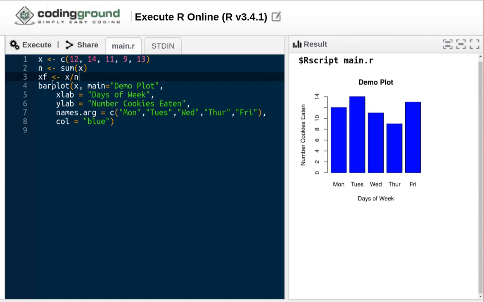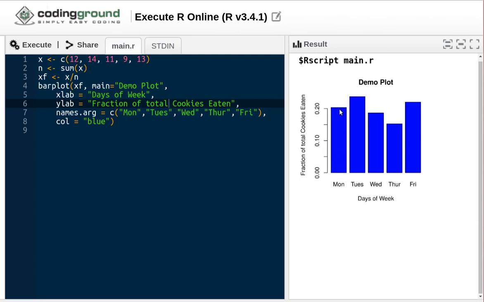So now, instead of having the number, I'd like to have the fraction of the total for each one. And so I'm going to look at XF, and instead of doing a bar plot of X, I'm going to do a bar plot of XF now, with the same information, except now instead of the number of cookies eaten, I want to have the fraction of total cookies eaten on this scale over here. Now, the bars didn't really change. I mean, the picture looks very much the same, of course.